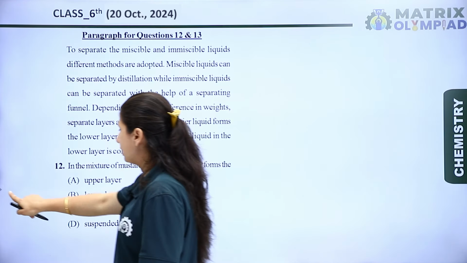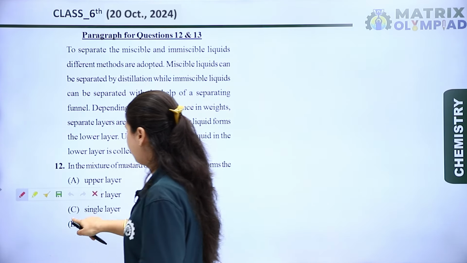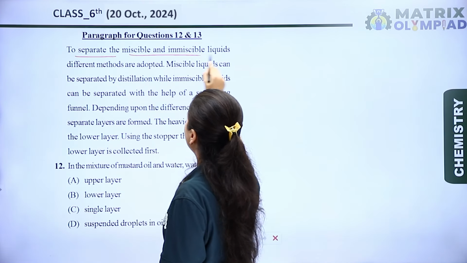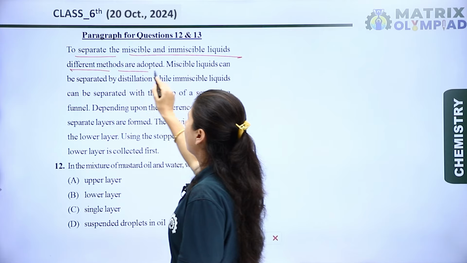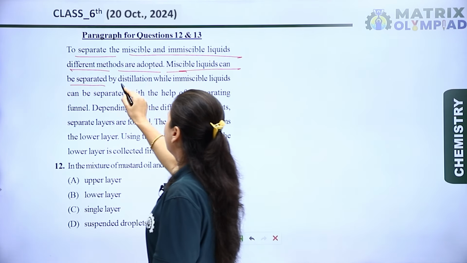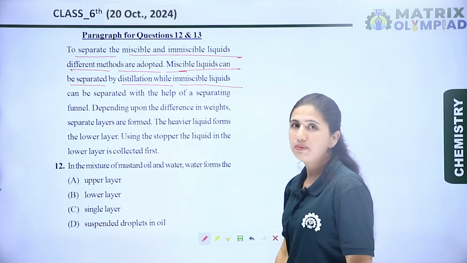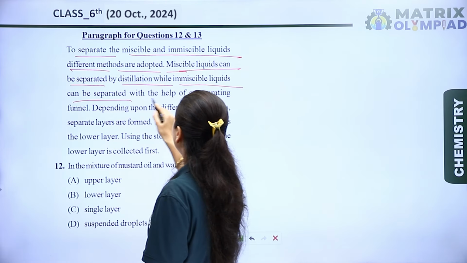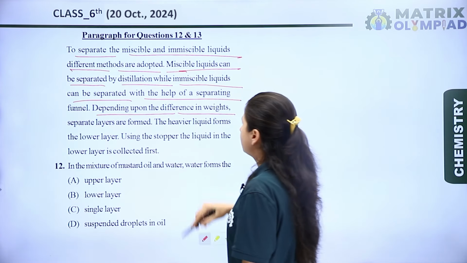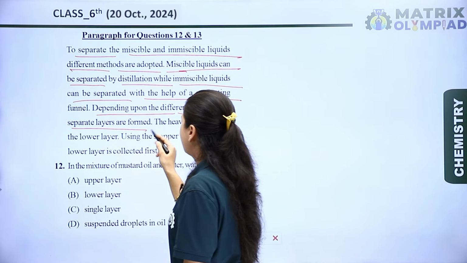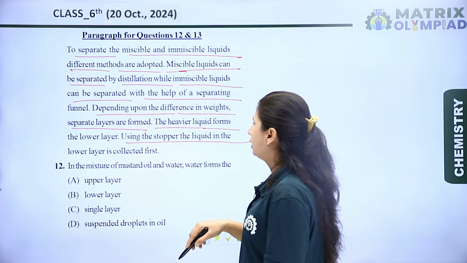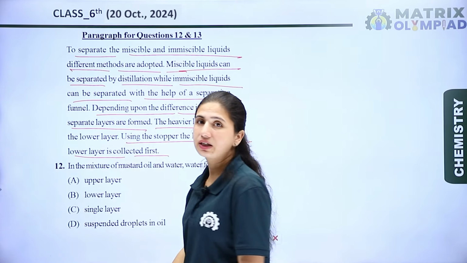The next question is a paragraph based question. Let's see the paragraph. To separate miscible and immiscible liquids, different methods are adopted. Miscible liquids can be separated by distillation, while immiscible liquids can be separated with the help of a separating funnel. Depending upon the differences in weights, separate layers are formed. The heavier liquid forms the lower layer. Using the stopper, the liquid in the lower layer is collected first.